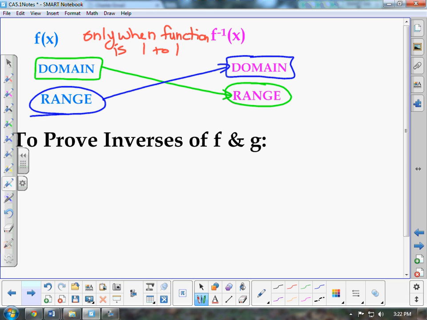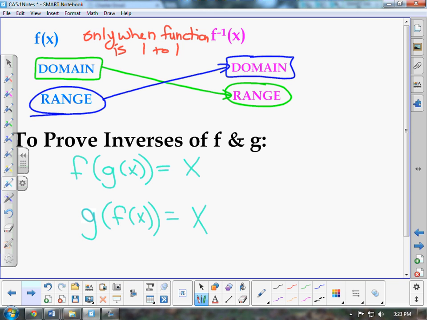And finally, to prove things are inverses of each other. One way is you can take the function and figure out what the inverse is. But if you're given two functions and it asks you to prove that they're inverses, you have a couple of options. One is you can take f composition g of x, or you can take g composition f of x. In either case, if you get just x when you simplify those two things, then those functions are inverses of each other.